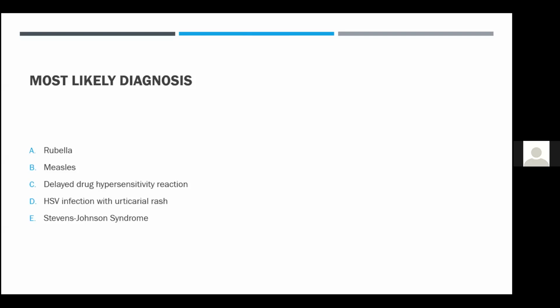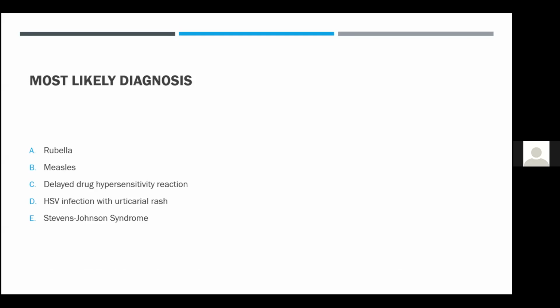Do you think it's rubella, measles, delayed drug hypersensitivity reaction, herpes simplex virus with urticarial rash, or Stevens-Johnson syndrome? Okay, we'll give people another 5 seconds. Okay, the most common is option C, good, delayed drug hypersensitivity reaction. Yeah, so it's most likely a type 4 reaction to penicillin. She had a Streptococcus viridans infection, and that was the most likely cause for the rash.